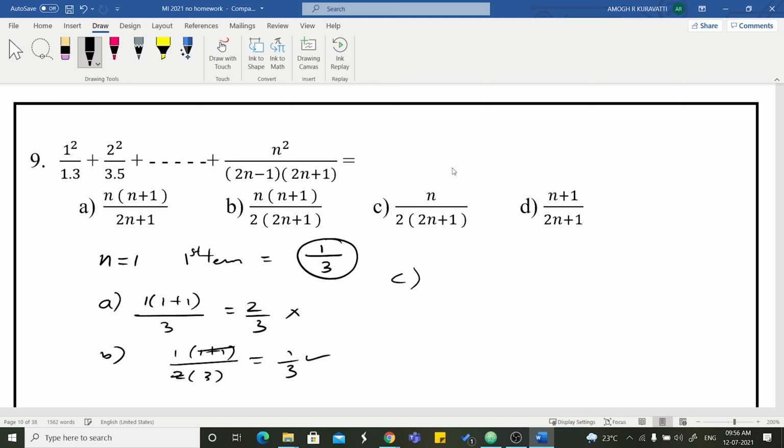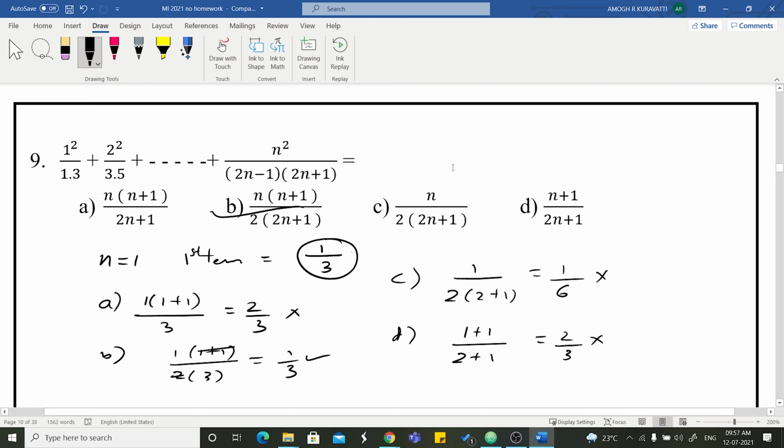If you take option C, n is 1, 1 by 2 of 2 plus 1, that is 1 by 2 plus 1, 3 2s are 6. Wrong. Put n is equal to 1 in option D, 1 plus 1 by 2 plus 1, that is 2 by 3. Wrong. Which one is the right option? Option B is the right option. Okay.